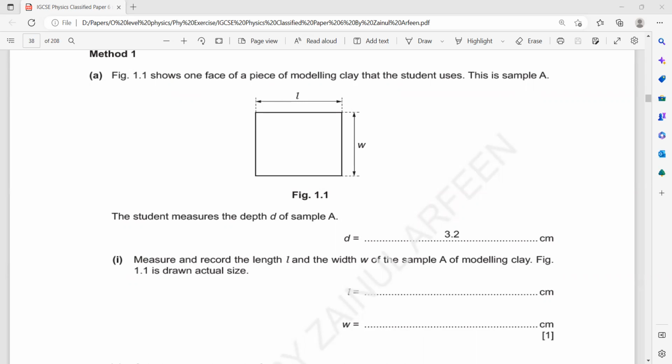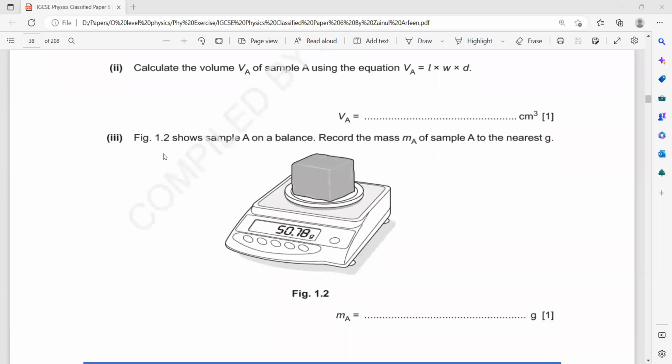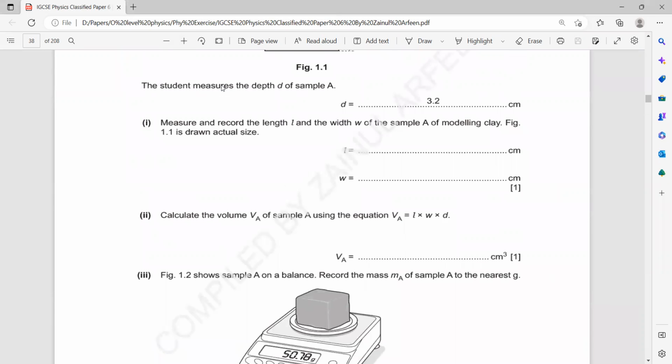Width is 2. The marking scheme answers, as I mentioned, will be different, but we will just use our answers, that is 2.8 and 2. Then calculate the volume VA by using L times W times D. Paper 6, just use the values: this was 2.8, this was 2. So length, which is 2.8, times width, which is 2, times the depth, sorry, which is 3.2.